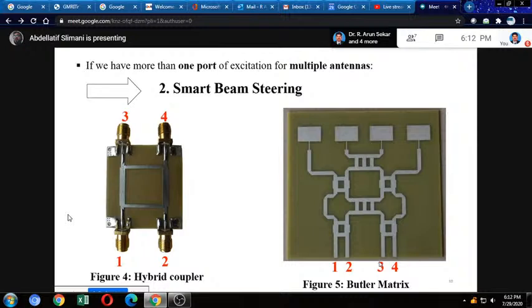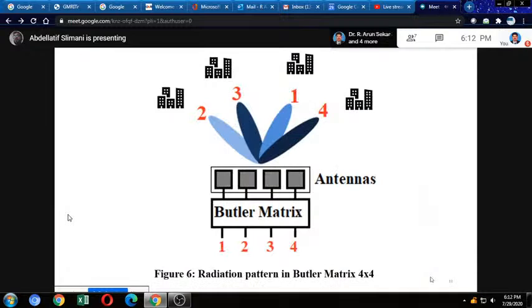We have other examples, for example, 8 inputs and 8 outputs, or 16 inputs and 16 outputs. So we have a lot of examples of Butler matrix. Here we have a lot of excitation ports, and we have a lot of output ports. To understand this example of Butler matrix, I give this example in figure 6.